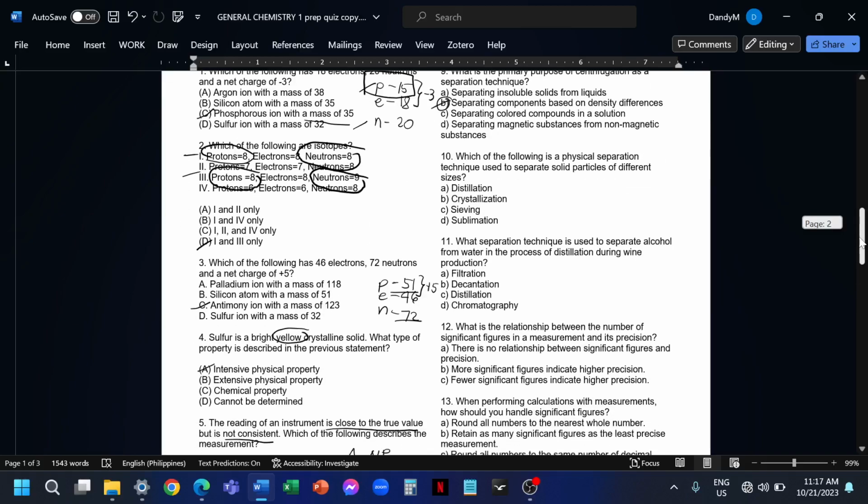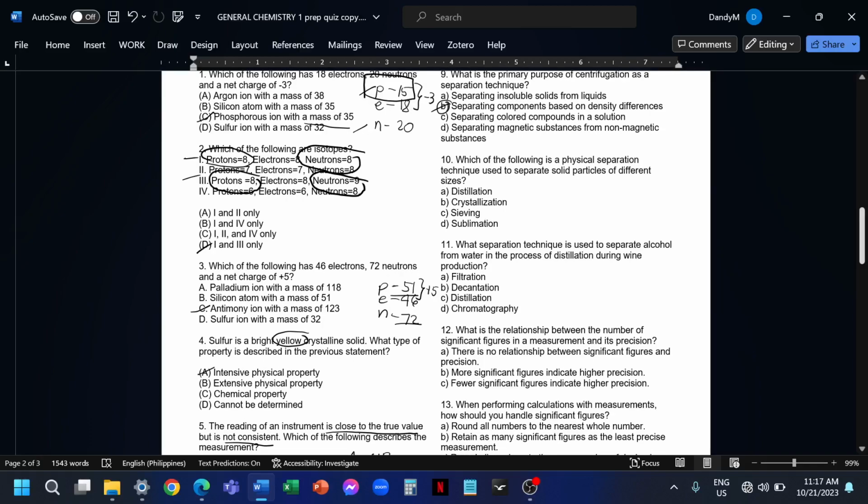Number 10, which of the following is a physical separation technique used to separate solid particles of different sizes? So this one is letter C, sieving. Sieving is like filtration. But filtration, right, is where you separate solid particles from a liquid. But for sieving, it's the same. There's a filter, but instead the filter is called a sieve. In this case, that is to separate solid particles from other solid particles. So number 10 is letter C, sieving.